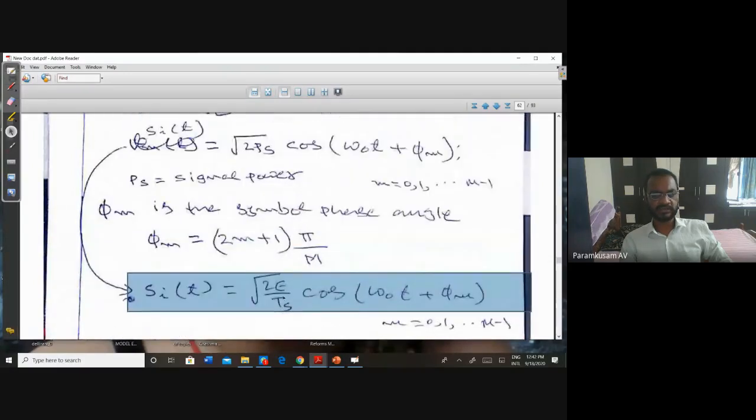I will give you a clue. s_i of t is equal to root 2E by Ts cos(omega naught t plus phi m). You expand this equation. What is cos(a plus b)? Cos a cos b minus sin a sin b. Take omega naught t as a and phi m as b. Expand and write it in terms of phi1 of t and phi2 of t.